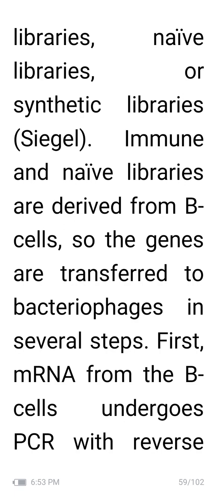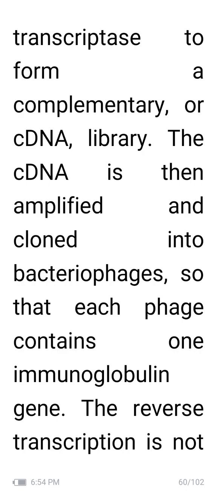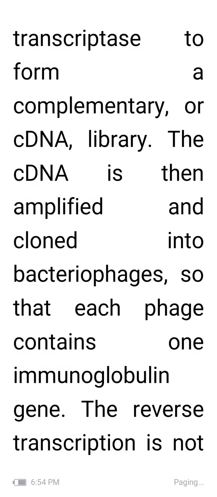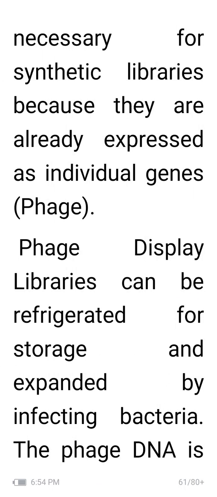Immune and naive libraries are derived from B cells, so the genes are transferred to bacteriophages in several steps. First, mRNA from the B cells undergoes PCR with reverse transcriptase to form a complementary or cDNA library. The cDNA is then amplified and cloned into bacteriophages so that each phage contains one immunoglobulin gene. The reverse transcription is not necessary for synthetic libraries because they are already expressed as individual genes. Phage display libraries can be refrigerated for storage and expanded by infecting bacteria.